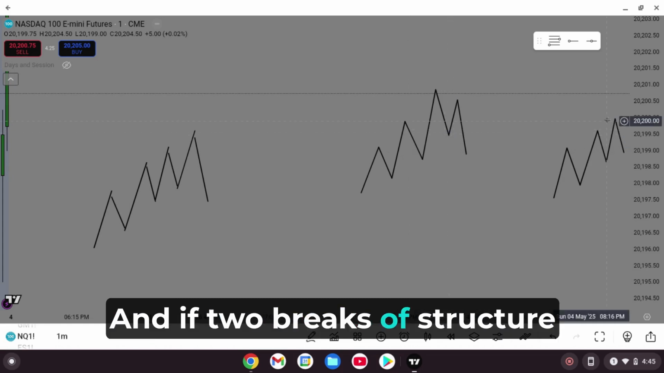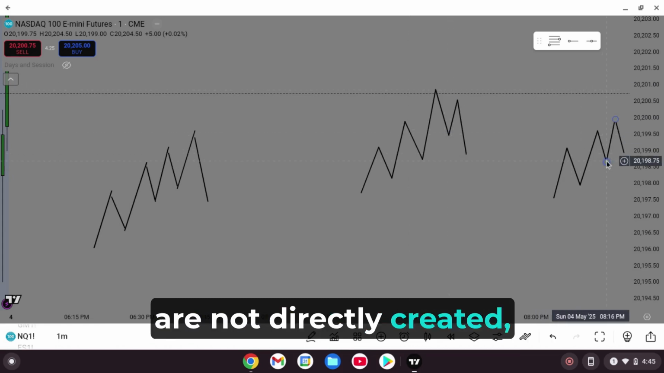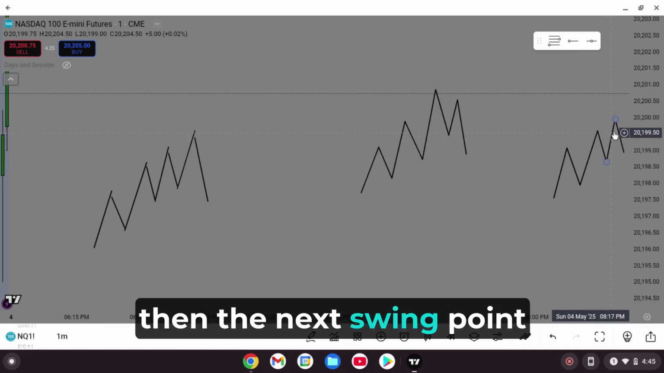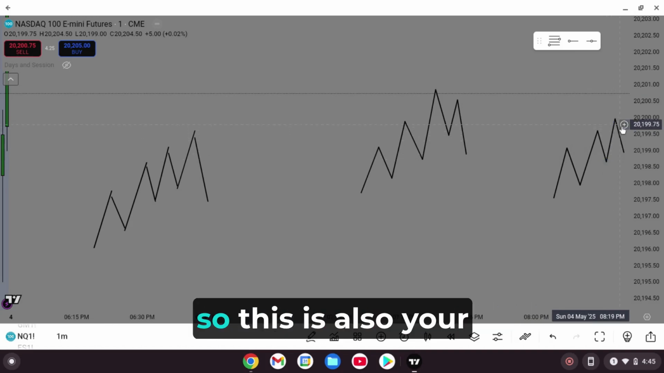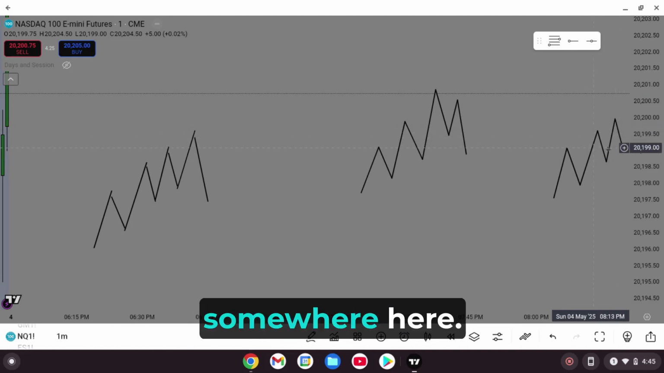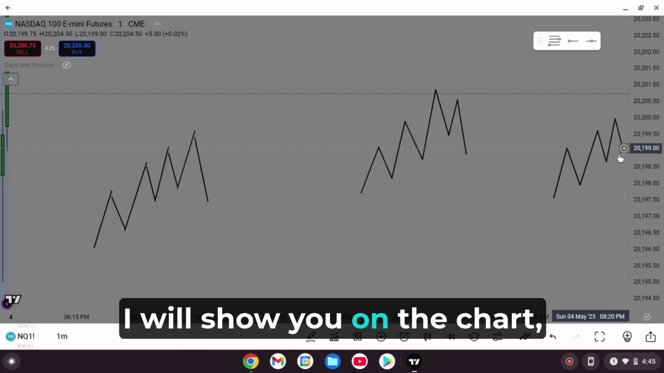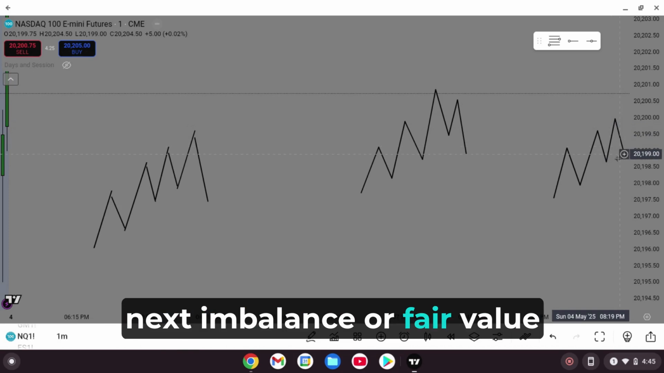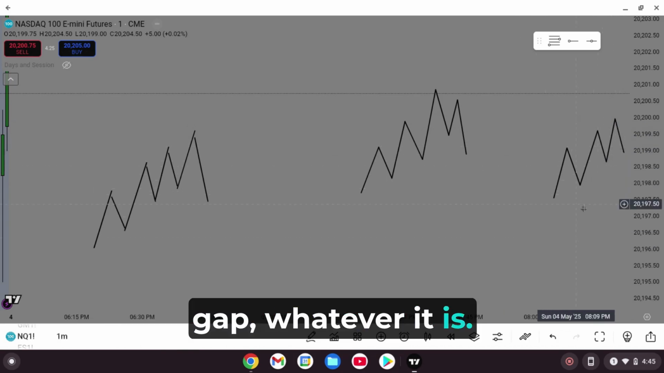And if two breaks of structure are not directly created, the change of character did not happen directly here, then the next swing point covered the imbalance. So this is also your break of structure, and you will enter somewhere here. I will show you on the chart, and then you will run it to the next imbalance or fair value gap, whatever it is.